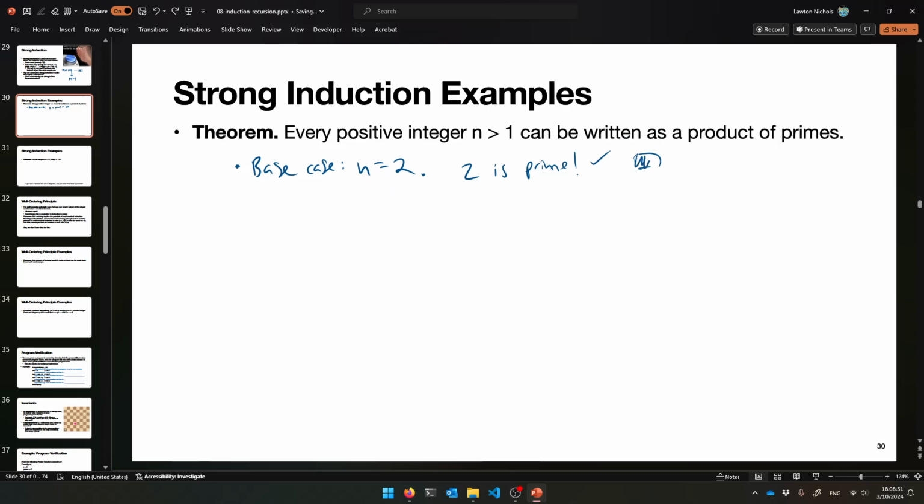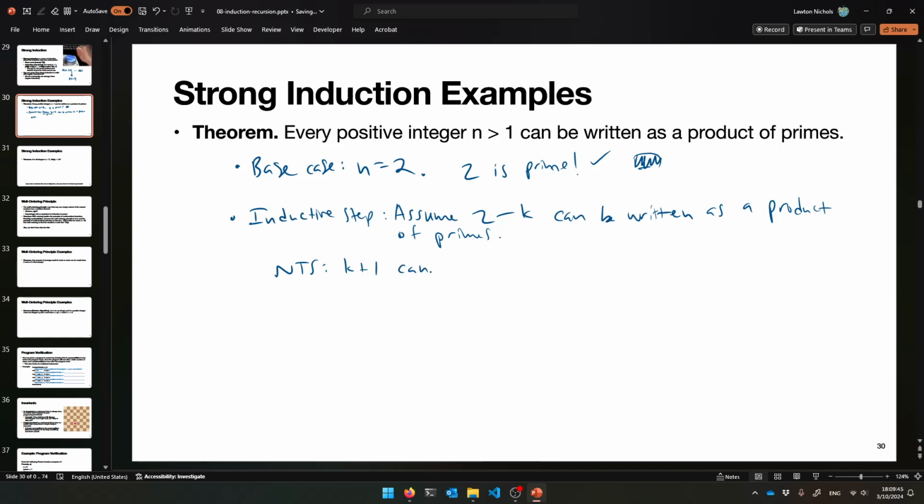Let's do the inductive step now. Let's write this all out. I'm going to assume all of the numbers, right? Not just that k can be written as a product of primes, but any number between 2 and k. I get to use all of them. Assume all those numbers before k plus 1 can be written as a product of primes. That's all of my previous facts. I'm going to use all of those facts to prove that k plus 1 can be written as a product of primes. What I need to show is that k plus 1 itself can be written as a product of primes.